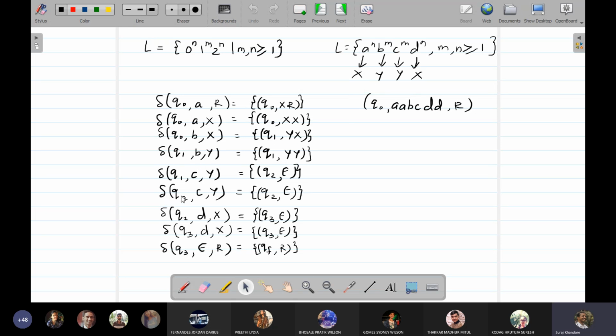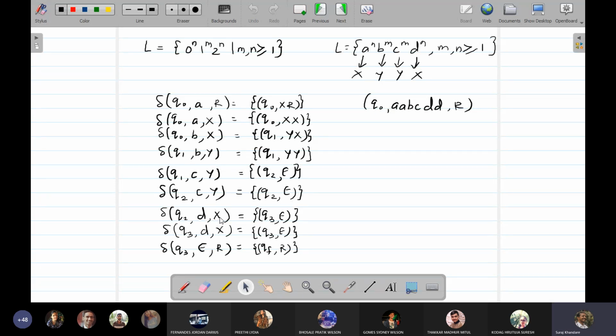In Q1 when we get C, stack top is Y, we go to Q2. First the change of state and then we pop the stack top element. So in this case Y will be popped out. In Q2 when we get C, stack top is Y, we stay in the same state Q2 and pop the stack top element out of the stack.